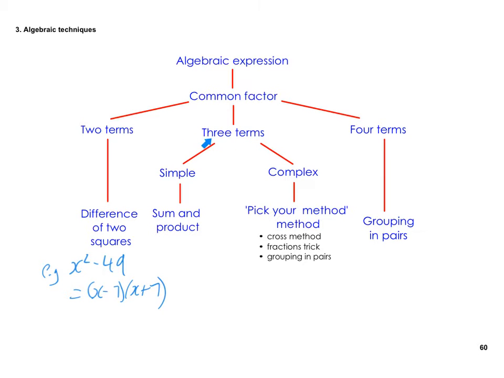Three terms, that's obviously a trinomial. There's two types, simple and complex. Simple is your monic, which will have an x squared at the start. Complex is your non-monic, which will have a number in front of x squared, like 3x squared.